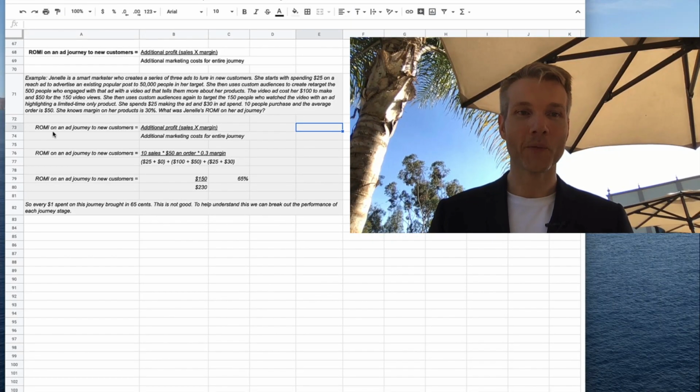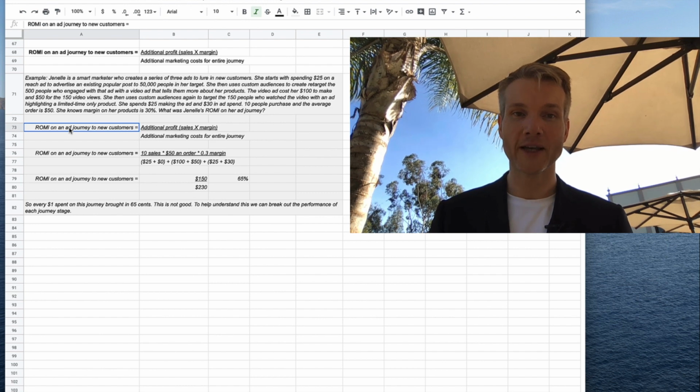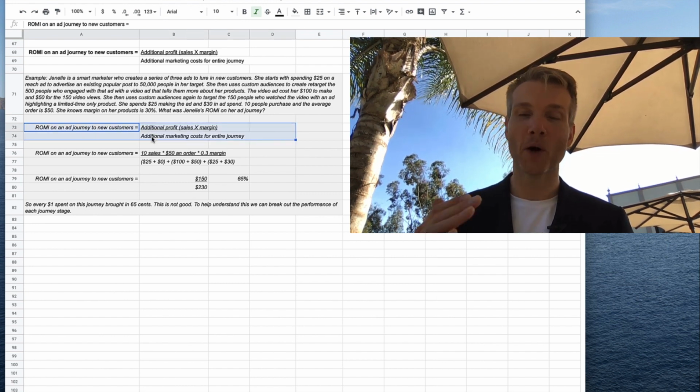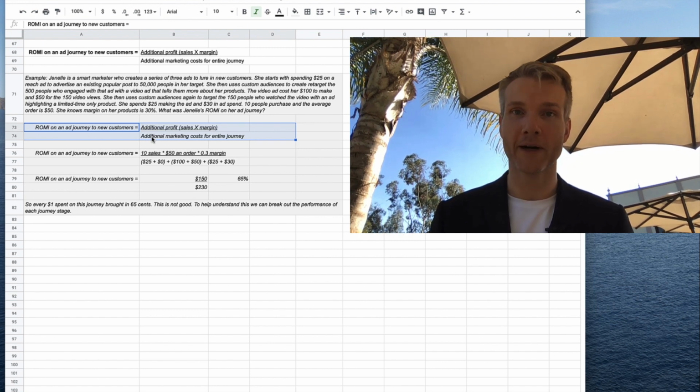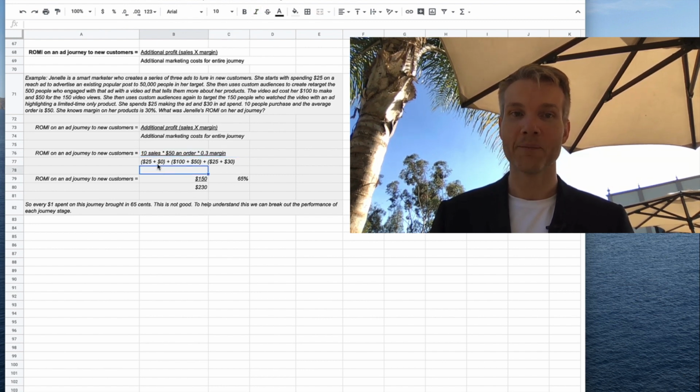This problem seems kind of complicated, but in reality it's not too bad to solve. Let's take a look. Here we can apply this formula we developed earlier, basically taking all the profit that comes in and dividing it by all of the marketing costs across those 3 different ads. So here we've got 10 sales at $50 an order and a margin of 30%. And we're going to divide that by the costs involved in each of the 3 different ads.